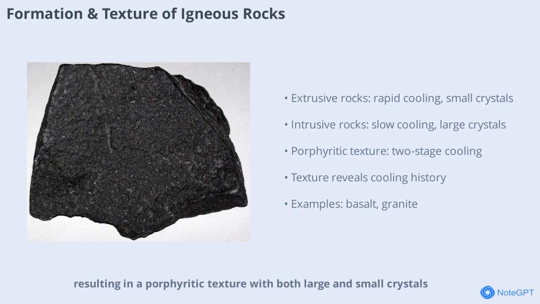Sometimes rocks experience two-stage cooling, resulting in a porphyritic texture with both large and small crystals. The cooling rate directly influences the rock's appearance and structure, making texture a key clue to a rock's history. Let's look at some images to see these differences in action.